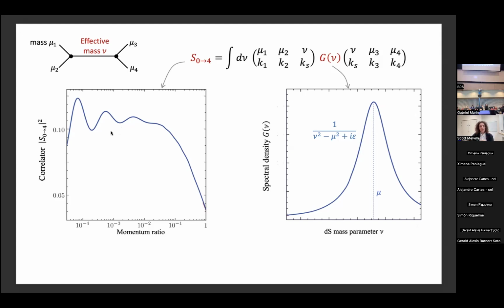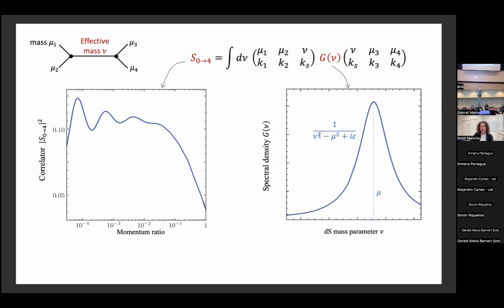Now, what going off shell lets you do is give you a representation of this correlator, of this complex number S, as an integral of purely kinematic factors that are uniquely fixed by the de Sitter symmetries, multiplied by something called a spectral density. It's multiplied by a weight that looks like the Breit-Wigner peak, the bump that we are familiar with from particle physics. The spectral density looks exactly like the Feynman 1 over the mass squared minus some effective kinematic parameter squared.